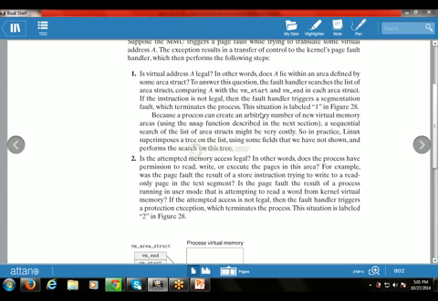The next step is: is the attempted memory access legal? That is, is the memory that is targeted for access legal or not? If I am using memory that is not legal, there is a wastage of the operating system's resources, and there is no need for that. So first of all, the page fault handler identifies whether the attempted memory access is to legal memory or not.